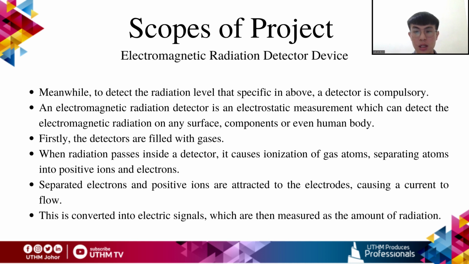When radiation passes inside a detector, it causes ionization of gas atoms, separating atoms into positive ions and electrons. Separated electrons and positive ions are attracted to the electrodes, causing a current to flow. This is converted into an electric signal, which is then measured as the amount of radiation. Therefore, it allows the user to read the value of radiation, and in this project, to monitor the SAR value of the human body.